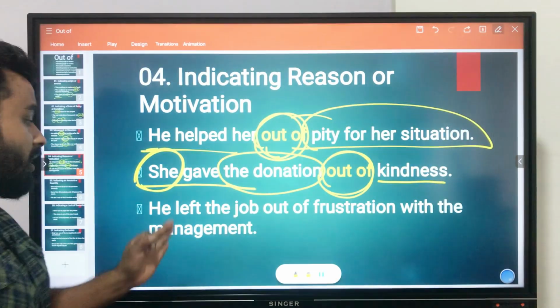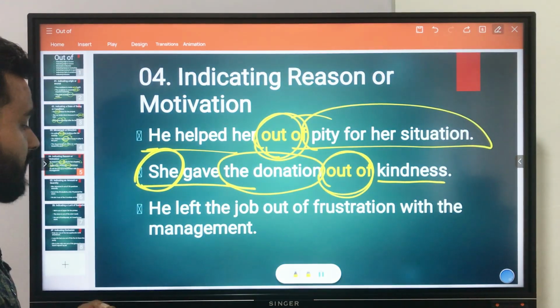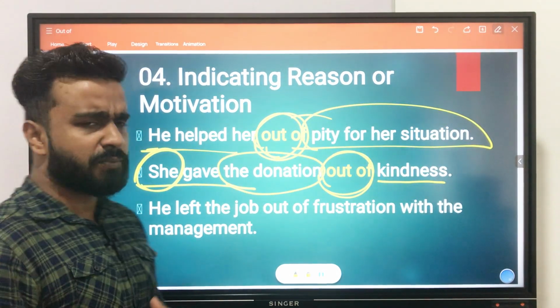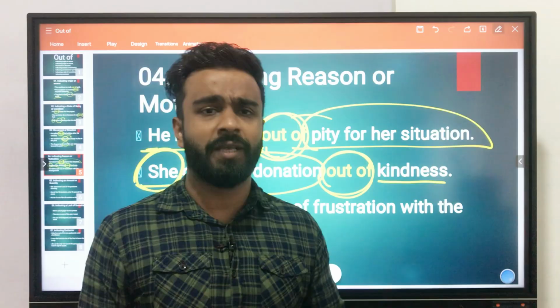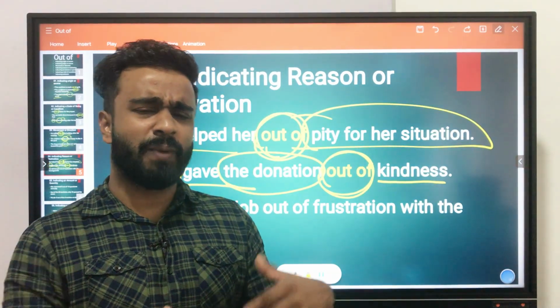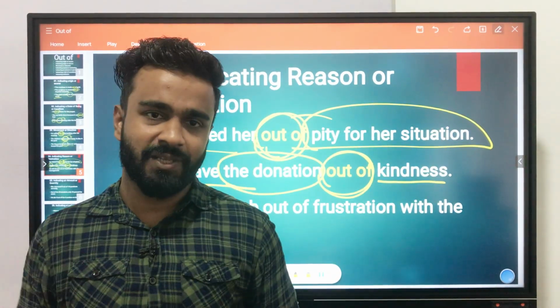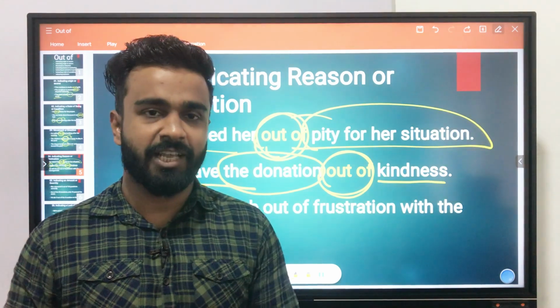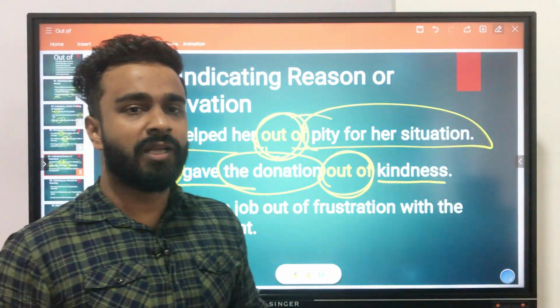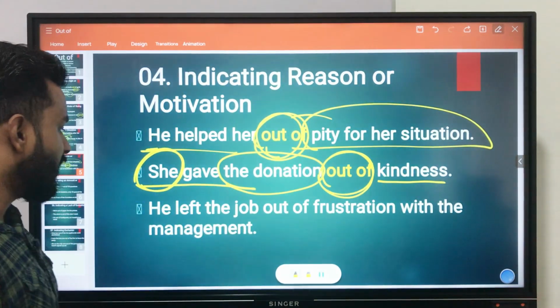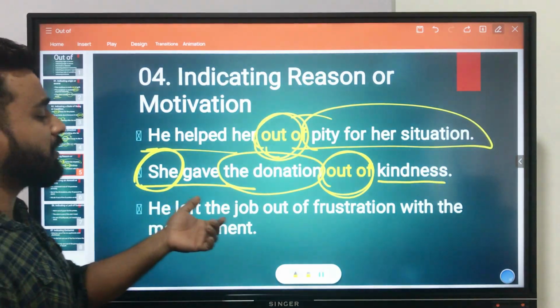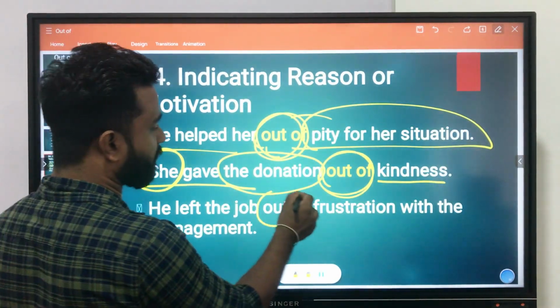Next example, she left the job out of frustration with the management. So someone has been working in a company for a long period of time. The management doesn't help him. He is frustrated with the management. So he decided to leave the company. Then we say he left the job. He left the job out of frustration.